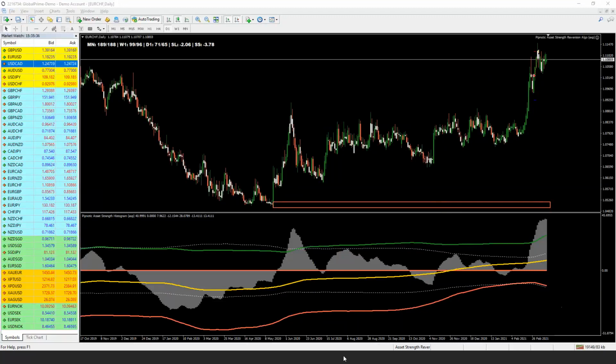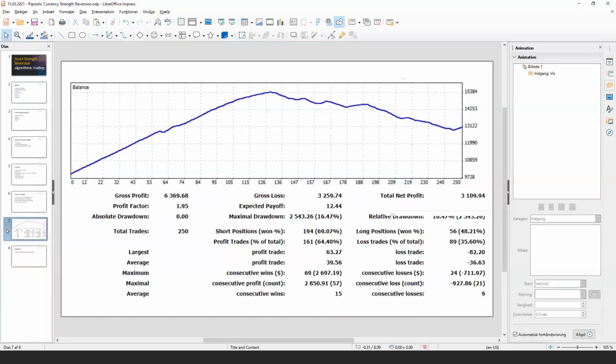Okay, so if we go back and have a look at these once more, some of the interesting metrics I think are quite important to focus on are average profit trade. So the average profit trade is $39.56. Average loss trade is $36.63. This is a really good metric. What you don't want is average profit trade $10, average loss trade $60. You don't want that at all. Over time, you want your winners to be bigger than your losers, because this is when you'll be profitable.